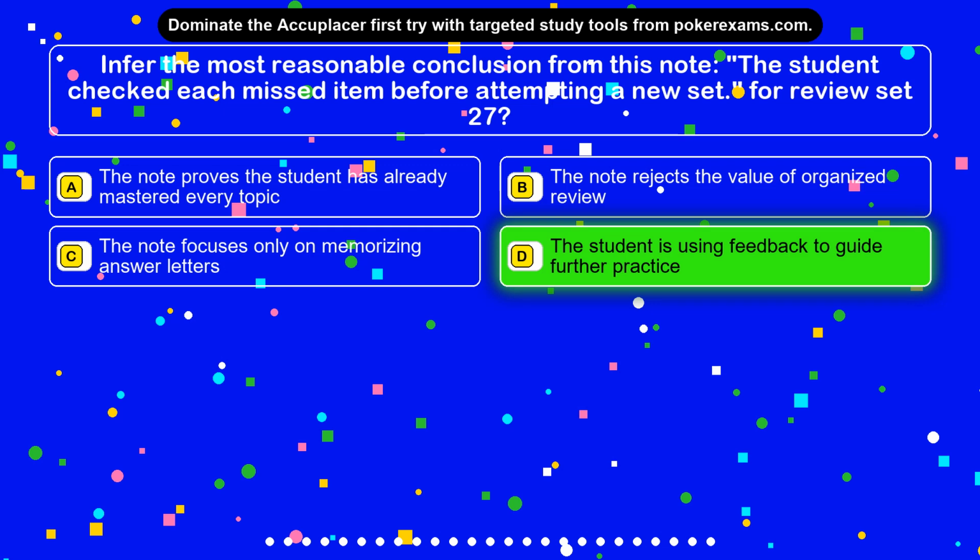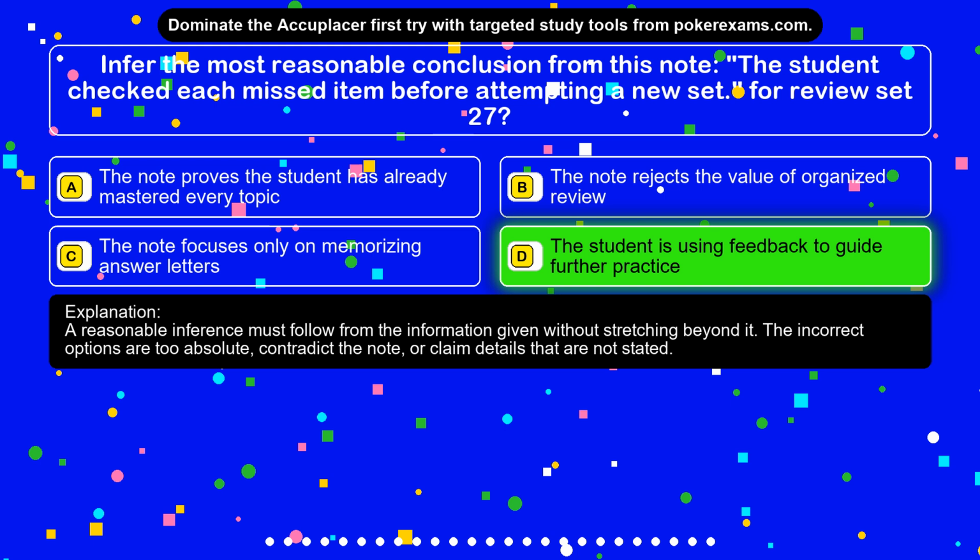The correct answer is option D. The student is using feedback to guide further practice. A reasonable inference must follow from the information given without stretching beyond it. The incorrect options are too absolute, contradict the note, or claim details that are not stated.